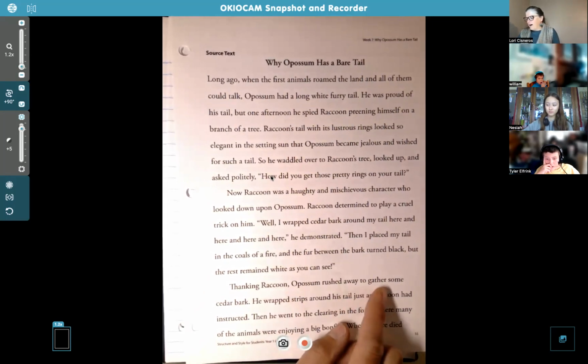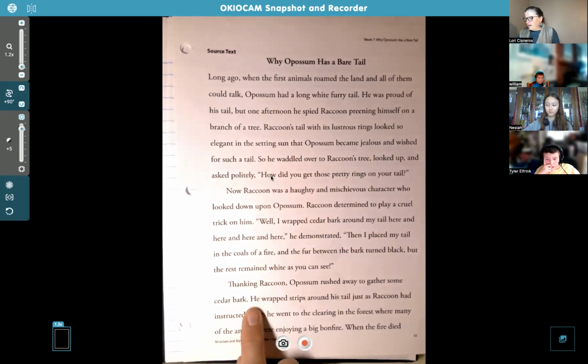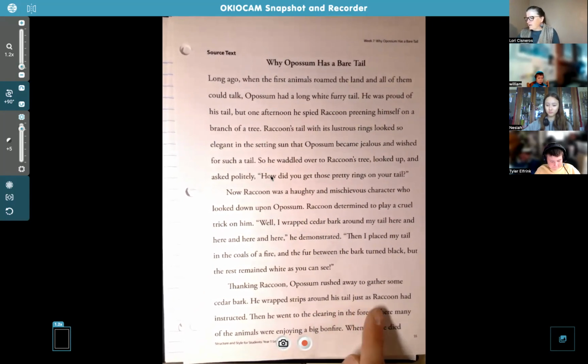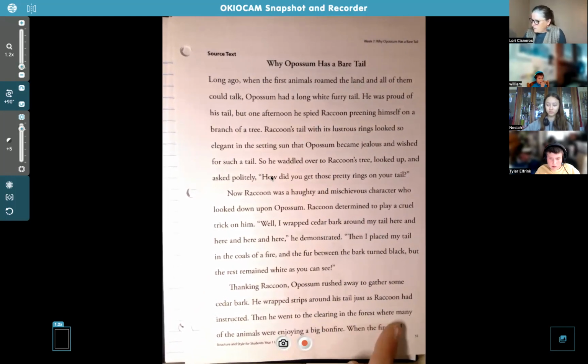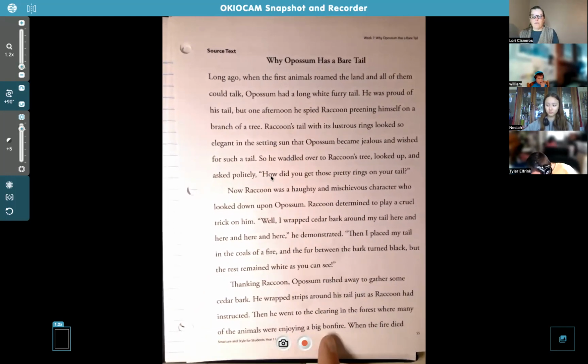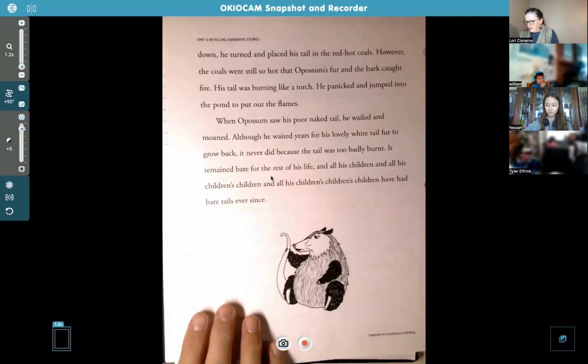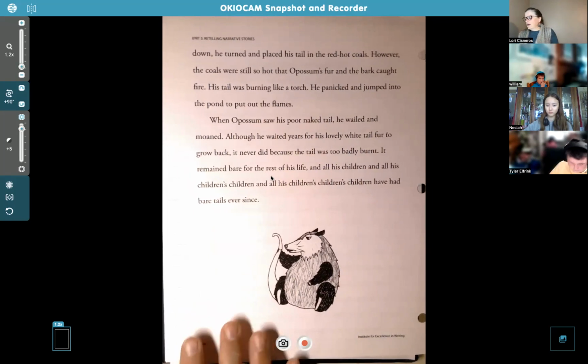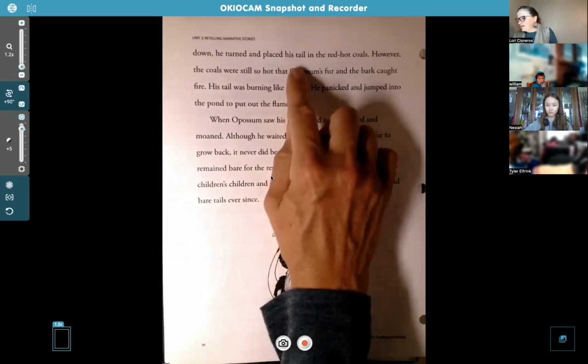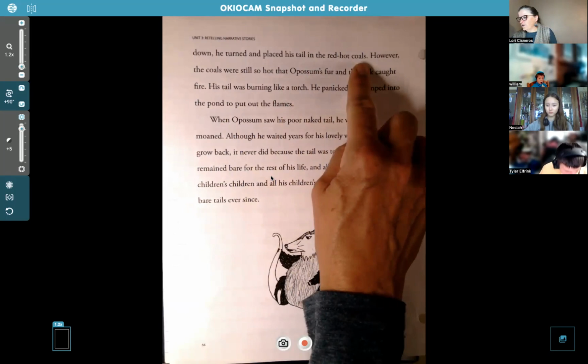Thanking Raccoon, Opossum rushed away to gather some cedar bark. He wrapped strips around his tail just as Raccoon had instructed. Then he went to the clearing in the forest where many of the animals were enjoying a big bonfire.